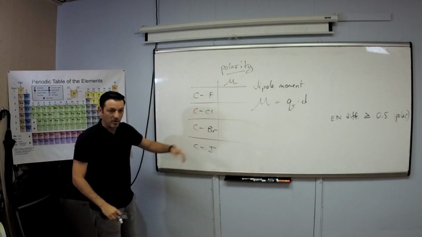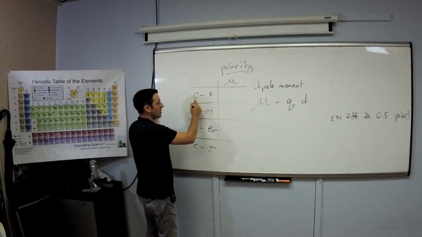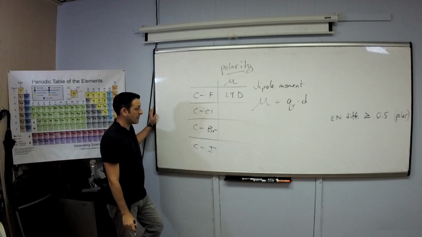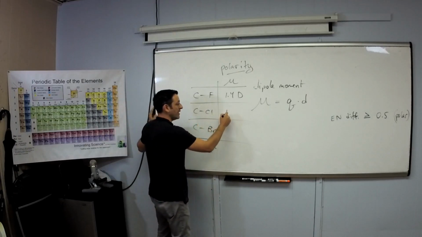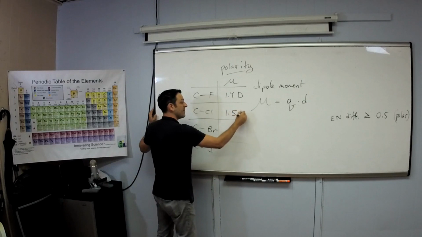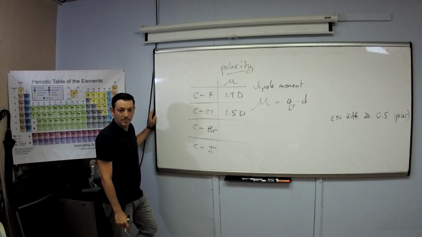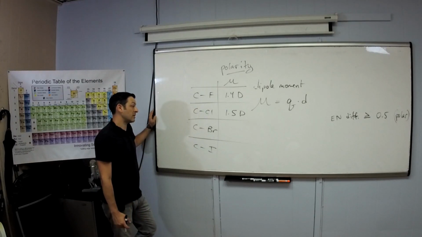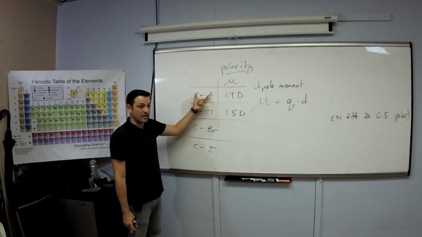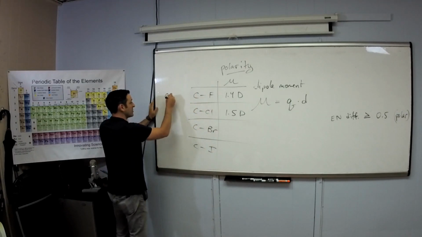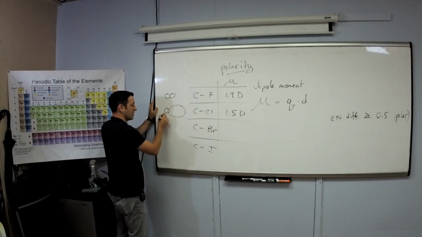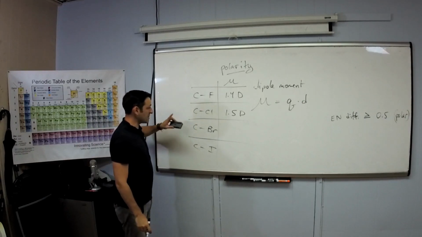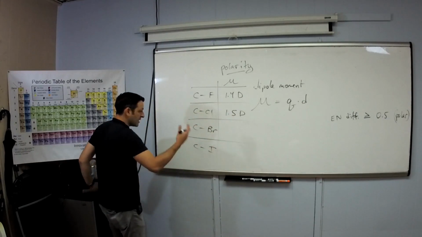If you have a table of dipole moments, the carbon to fluorine is 1.4 debye. The carbon to chlorine is 1.5 debye. So by dipole moment, it's more polar. Why is that? Because while this is a bigger electronegativity difference, these atoms are smaller, these atoms are bigger, the distance is bigger over here. But this is an exception to memorize. Then it continues as expected.